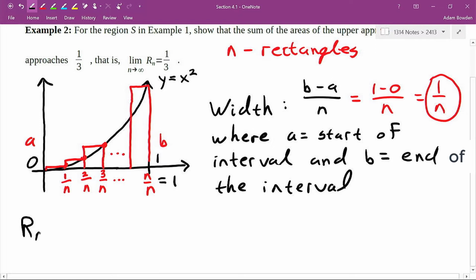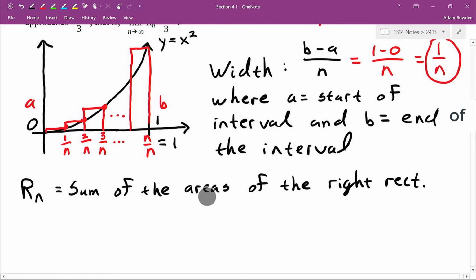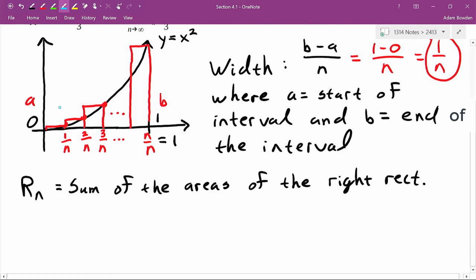So we're going to, again, let r of n stand for the sum of the areas of the right rectangles. And so if I add them all up here, we consider what the height of each of our rectangles is. The first one would have height 1 over n squared, and then 2 over n squared, 3 over n squared, all the way up to the last one here, which would be basically n over n squared, or just 1 squared.